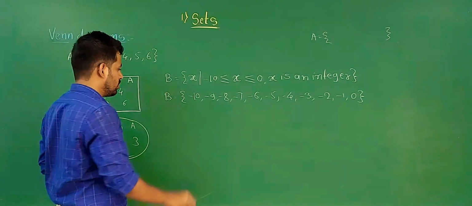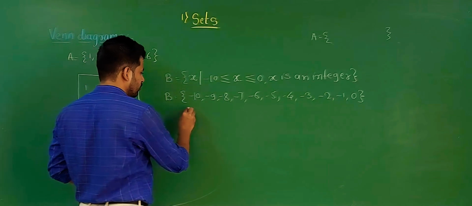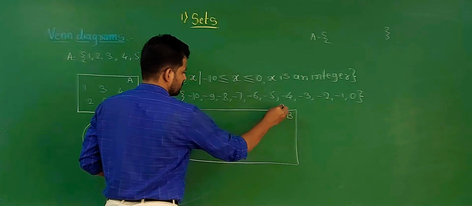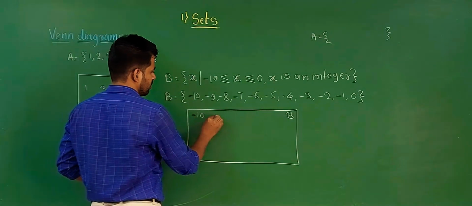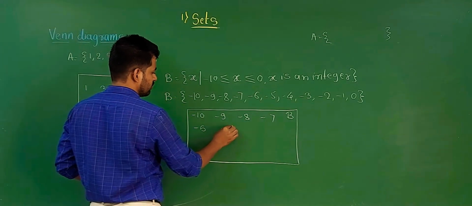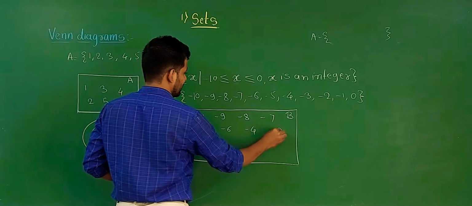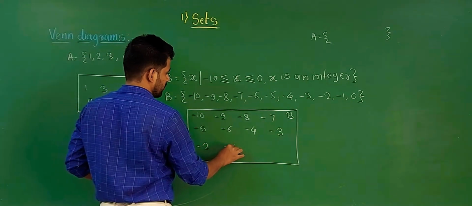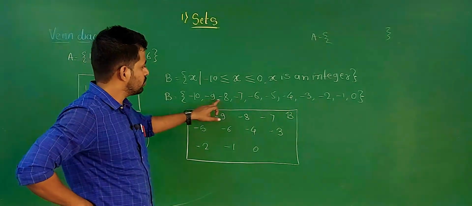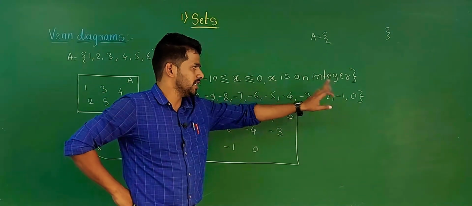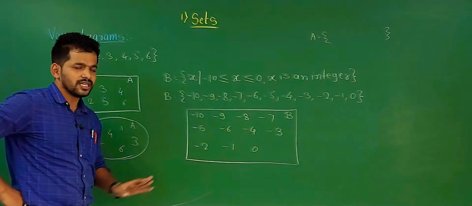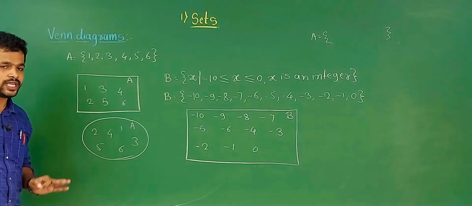That's why we take 0 here. Then we take one figure, whichever you want to draw. It is important that it is a closed figure. First we write the name of the set, that is B, then minus 10, minus 9, minus 8, minus 7, minus 6, minus 5, minus 4, minus 3, minus 2, minus 1, 0. Just confirm all elements have come: 1 2 3 4 5 6 7 8 9 10 and 11, so all elements are here. That is called a Venn diagram.